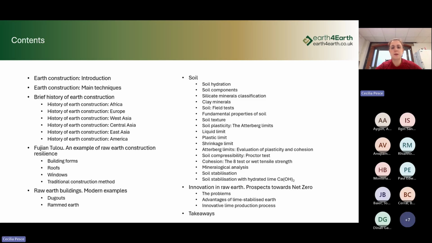A few examples in the modern times to show that actually this technique is still very much used and can be modern as well. The main part will be about the soil, because of course it's the main material used for this technique. So we will go through its characteristics and testing and soil stabilization as well. And then the last part about the innovation and how raw earth can really help buildings to reach net zero, so an innovation part.